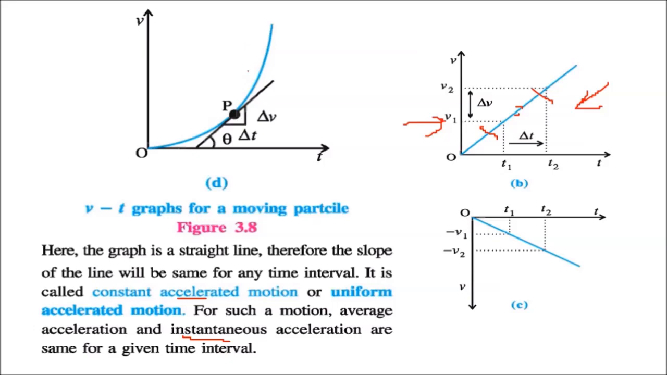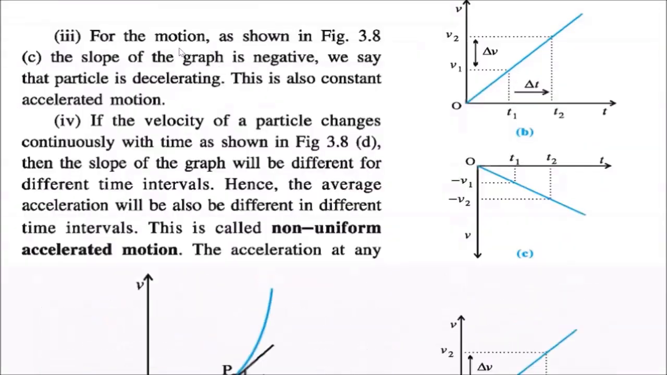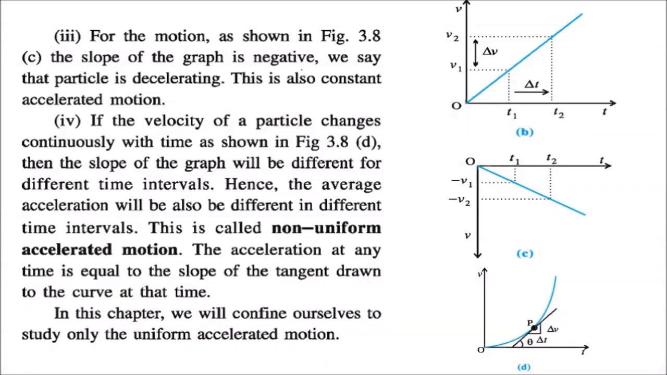In this case, if the velocity of the particle changes continuously with time, see, it is changing with time, the slope of the graph will be different for any different time interval you take. Here it is different, in this time interval it is different. So the average acceleration will also be different at different time intervals. In this case, we call it non-uniform accelerated motion. So the acceleration at any time is equal to the slope of the tangent drawn at the curve at that point of time. For any tangent being drawn, this angle is the slope which gives you the acceleration.